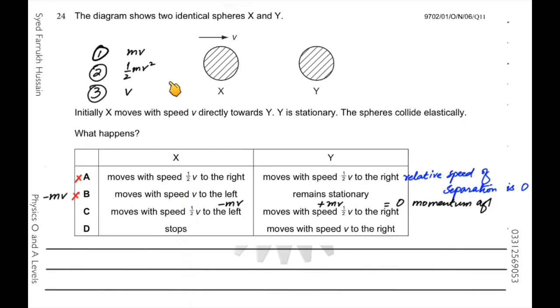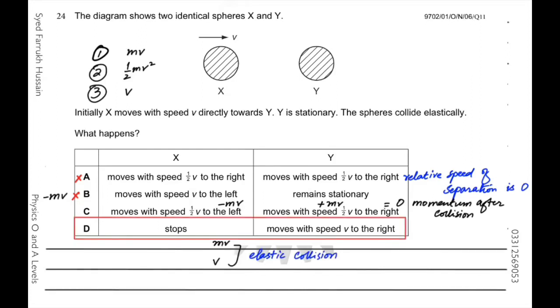Now option D is actually the right answer. It will satisfy equation 1 and equation 3. Momentum after collision is mv because object B moves towards right, and relative speed of separation is v because object X is stationary and object Y is moving towards right with speed v. So this satisfies equation 1 and equation 3, so option D is the correct answer.